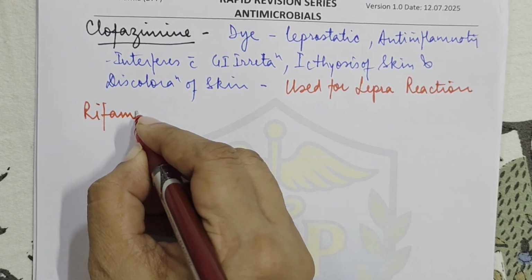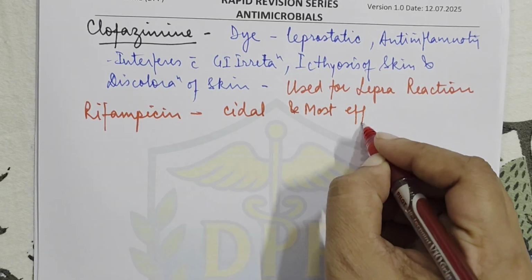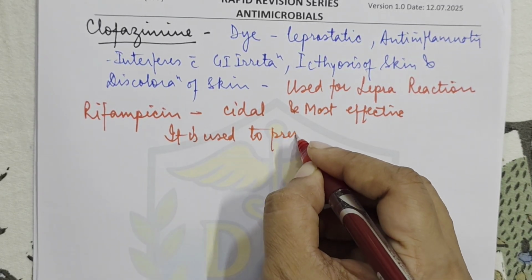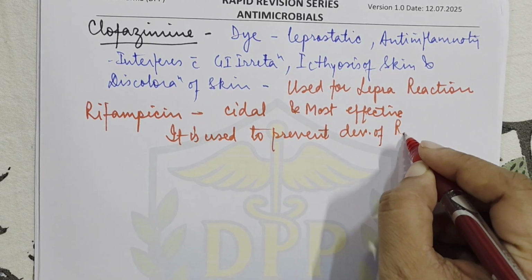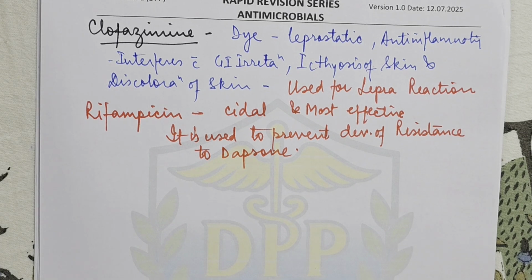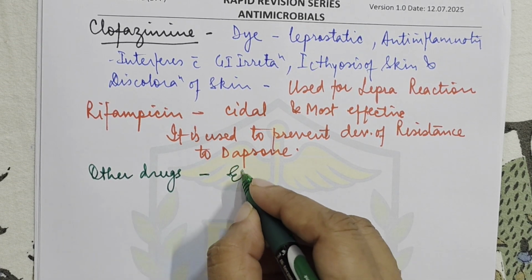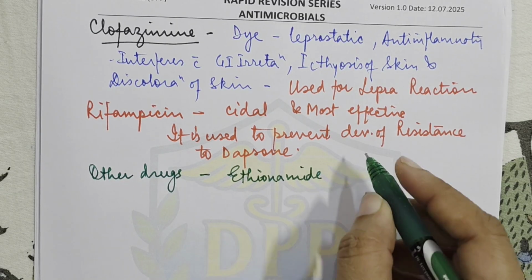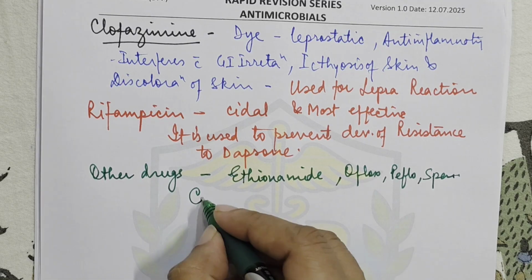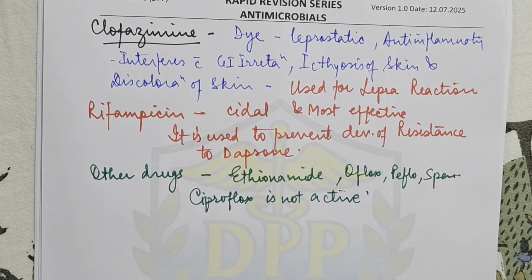Then next we have rifampicin. Now rifampicin is a cidal drug and most effective drug in leprosy. It is used to prevent development of resistance to dapsone. This is the most important thing, that it prevents the development of resistance to dapsone. Then other drugs. In this we have ethionamide, then ofloxacin, pefloxacin, sparfloxacin, but ciprofloxacin is not active against Mycobacterium leprae.